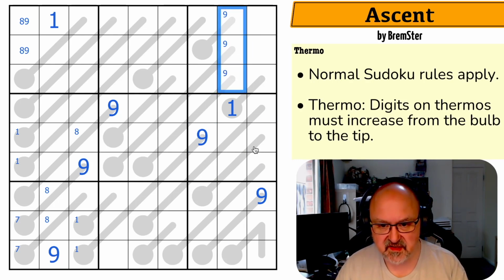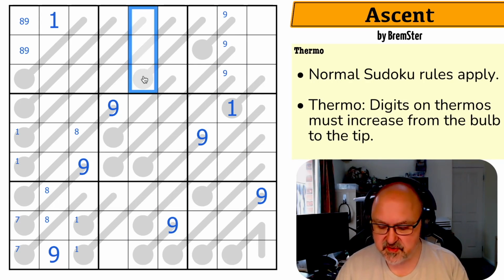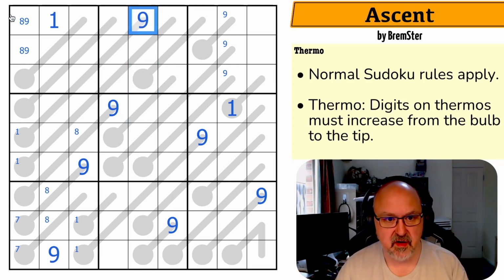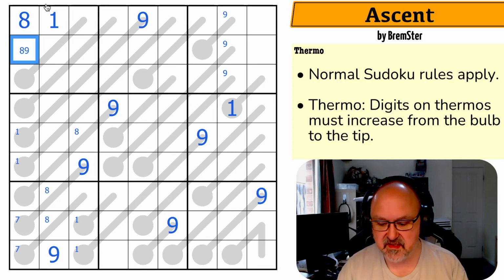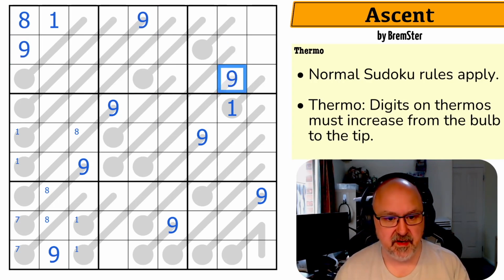So that's ridiculously unhelpful. 9 in this box, however, has to be in one of those 3, but it can't be in the bulb or partway along a thermo. That becomes a 9. Puts 9 in one of those 3, but it can't be partway along a thermo. Those aren't the 9. That's the 9. That's the 8. That's the 9. That takes 9 out of both of those, and that becomes the 9.